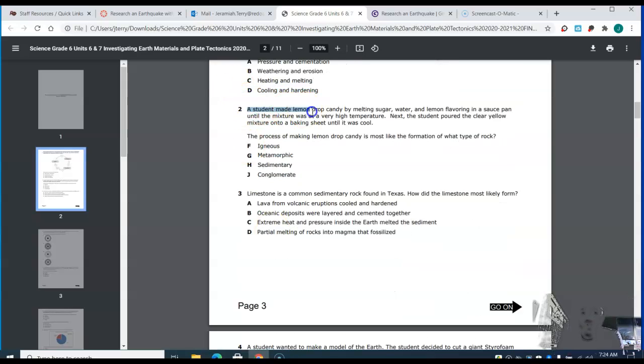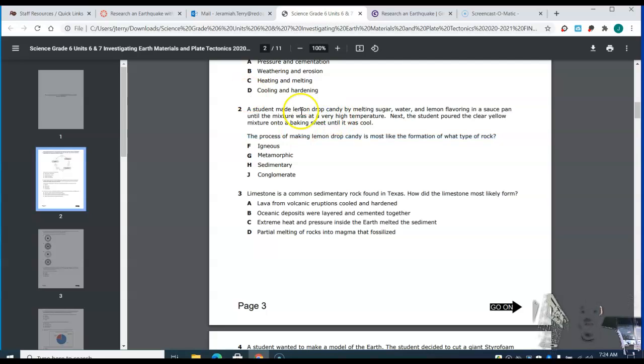Question number 2. A student made a lemon drop candy by melting sugar, water, and lemon flavoring in a saucepan until the mixture was at a very high temperature. Next, the student poured the yellow mixture onto a baking sheet until it was cool. What process of making lemon drop candy is most like the formation of what type of rock?